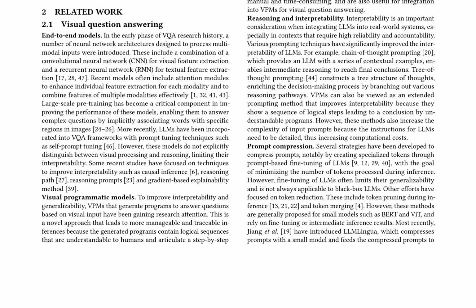The authors also discuss various prompting techniques that have improved interpretability, such as chain of thought prompting and tree of thought prompting, as well as previous work on prompt compression, including token reduction methods. However, they note that these methods are often proposed for small models and rely on fine-tuning or intermediate inference results.